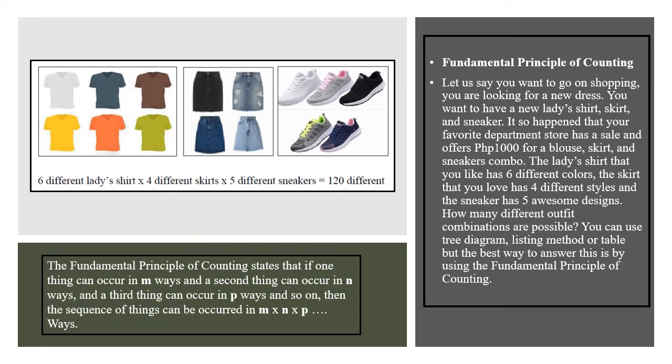You can use a tree diagram, listing method, or table, but the best way to answer this is using the fundamental principle of counting. The fundamental principle of counting states that if one thing can occur in m ways, and a second thing can occur in n ways, and a third thing can occur in p ways, and so on, then the sequence of things can occur in m times n times p ways.